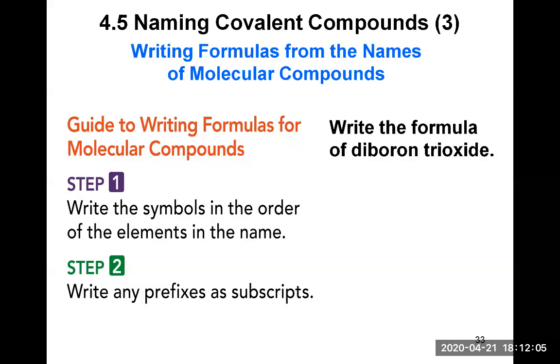So you want to write the symbols in the order of the elements in the name. So in the name you see diboron trioxide. There is boron. Boron is capital B. And trioxide, oxide comes from oxygen. So capital O will be the symbol for the oxide and capital B for the boron. Now we need to take into account the prefixes that come up with the name, and we will transform them as subscripts for each nonmetal. So here boron, there is the prefix di in front, which means 2 boron. So it's going to be B2. And trioxide means there is 3 oxygen. So B2O3 is the final formula for diboron trioxide.